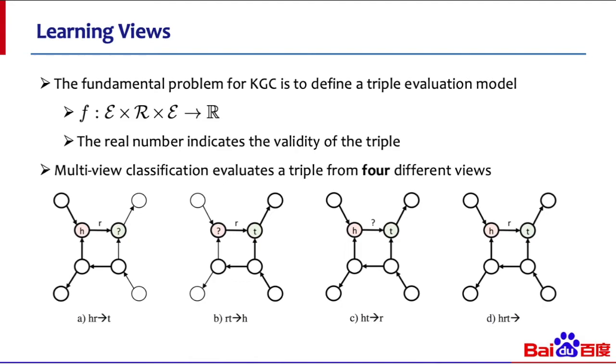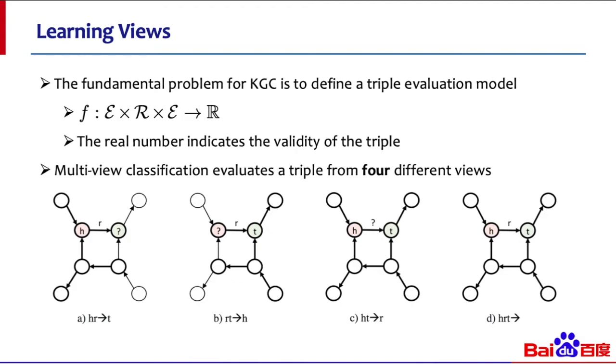There are four learning views for triple evaluation. The figures below show the learning views. The red node is the head, the green node is the tail, and the edge between them is the relation. The question mark indicates the missing entity or relation.